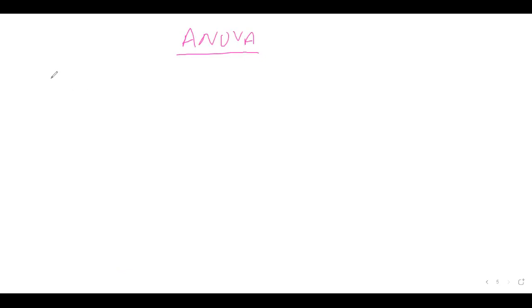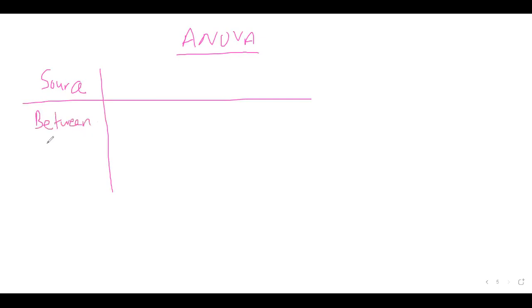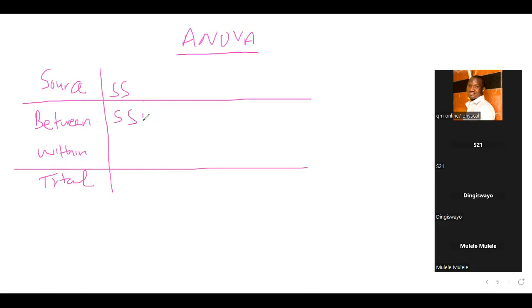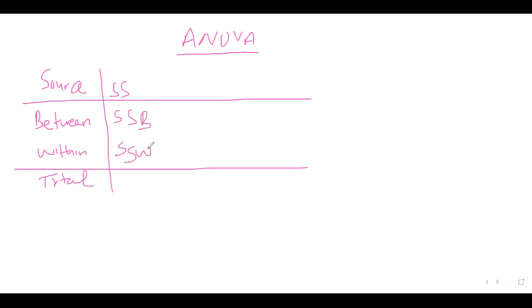So, analysis of variance. We have a one-way ANOVA, which has 3 sources. We have variations coming from between the blocks, from within the blocks, and from the total. The acronyms we use are SSB and SSW. The total is SST. The degrees of freedom are K minus 1, N minus K, and finally you subtract the 1 from the total.